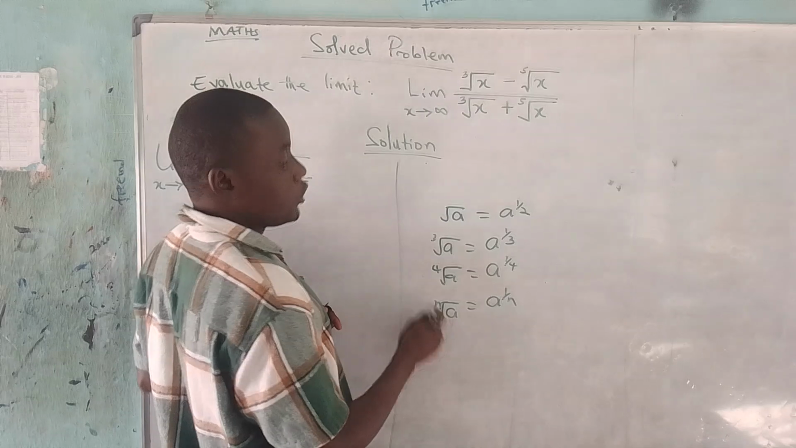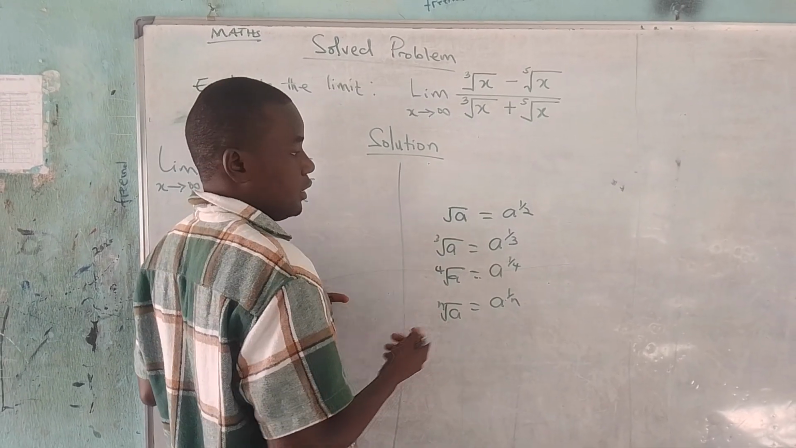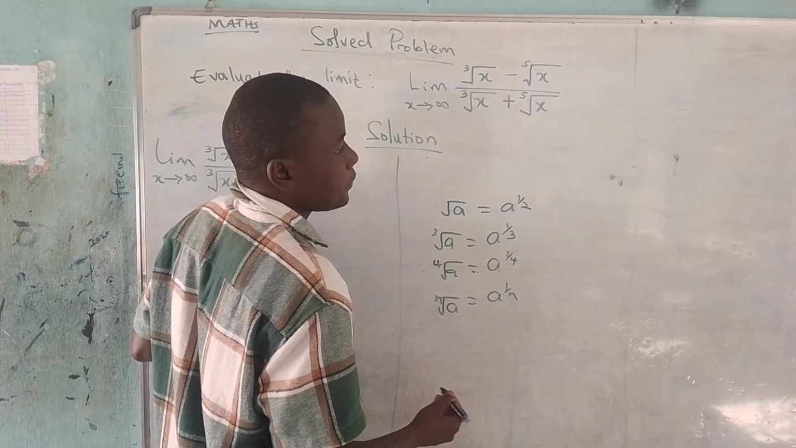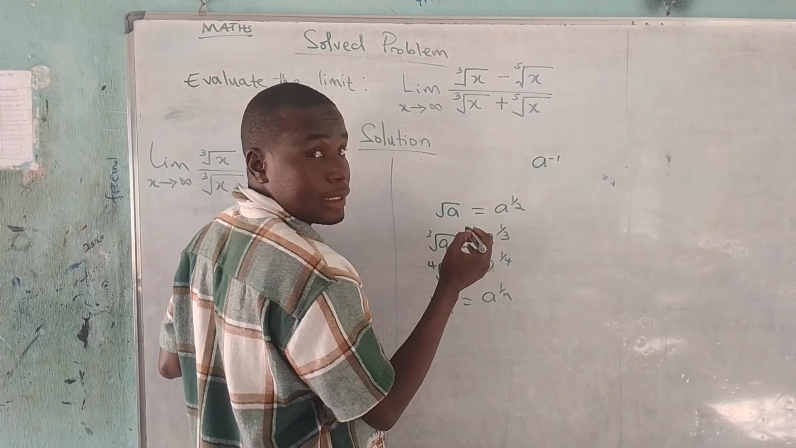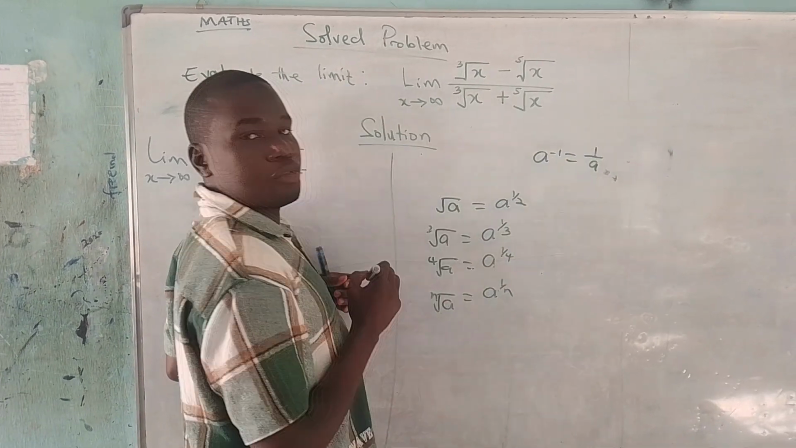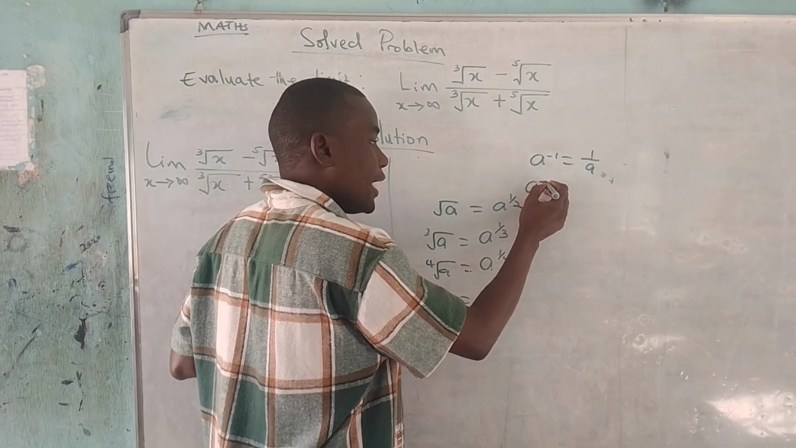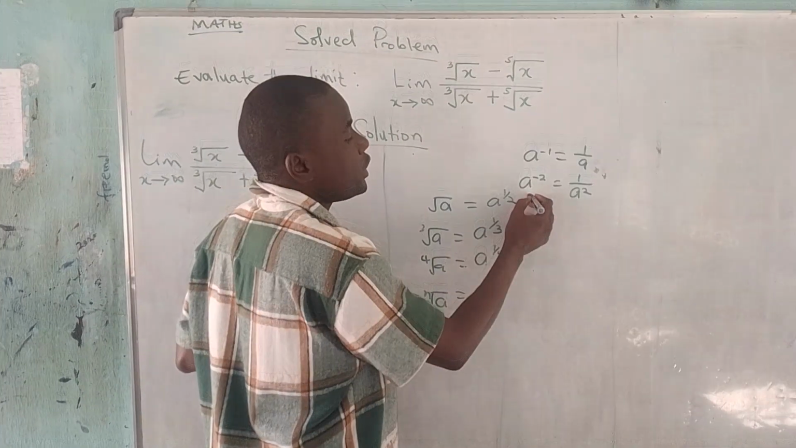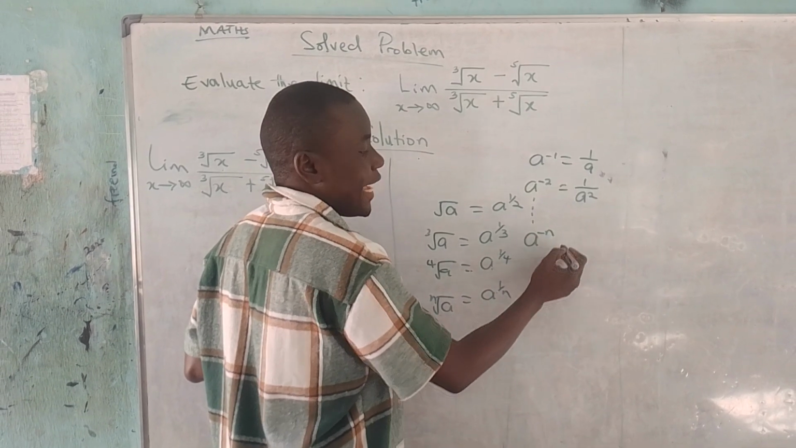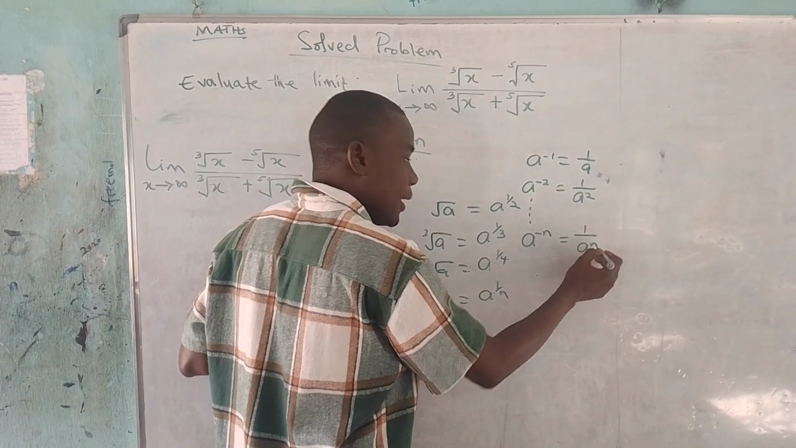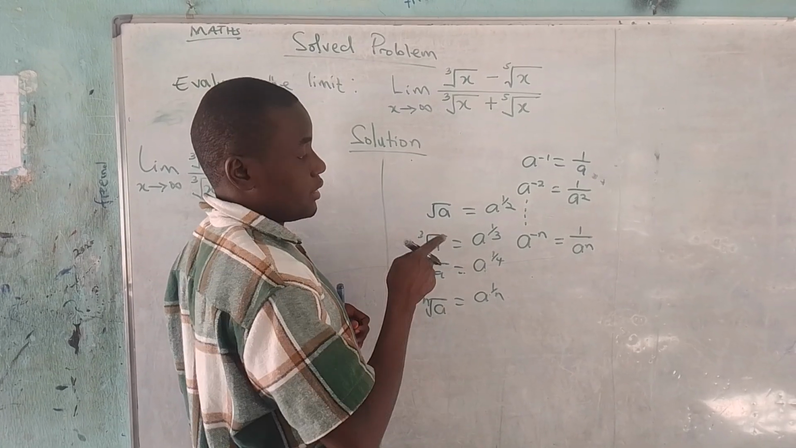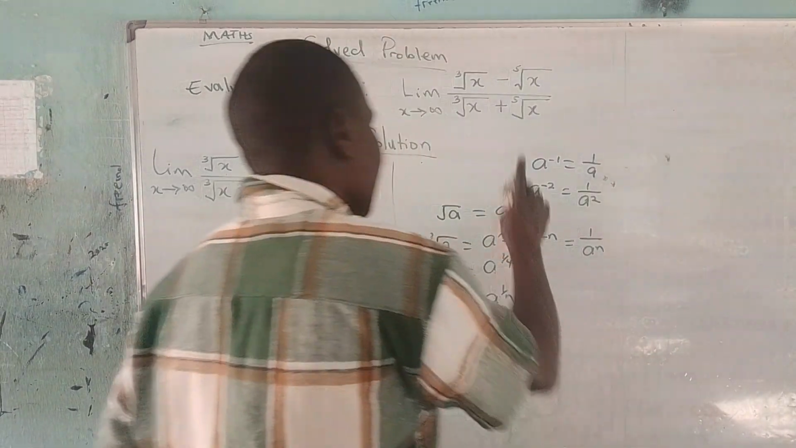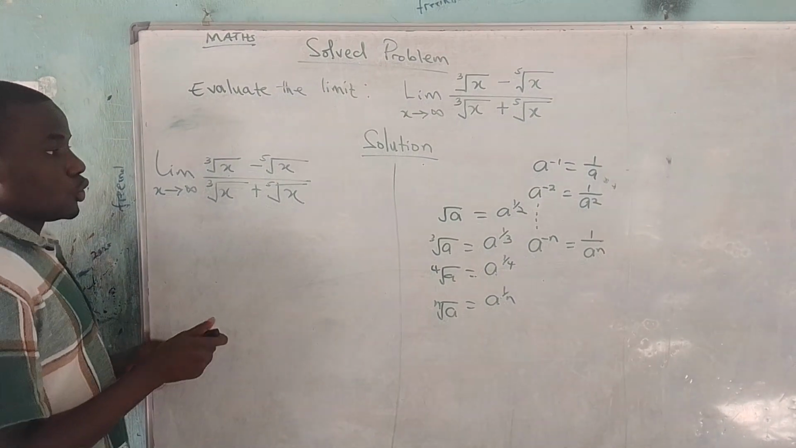Understand? Whatever you can just take it as the form, 1 all over the root. Understand? Again, a power minus 1 is 1 all over a. Don't forget that. If you have a power minus 2, it is 1 all over a power 2. Continuously, if you have a to the minus n, this is 1 all over a power n. Do you understand this? So you need to recall all this. So let's start. So look at this.